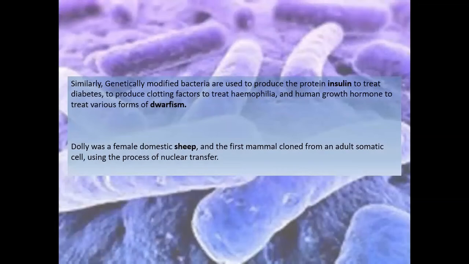Similarly, genetically modified bacteria are used to produce a well-known product known as insulin. This is used to treat diabetes. However, factors like clotting factor 8 and growth hormones are also produced by using genetic modification or genetic engineering to treat hemophilia or dwarfism. Dolly the sheep was the first cloned genetically modified animal, and this has been done by using gene transfer technology.